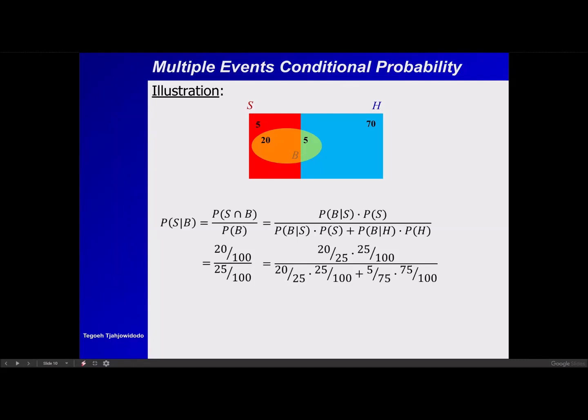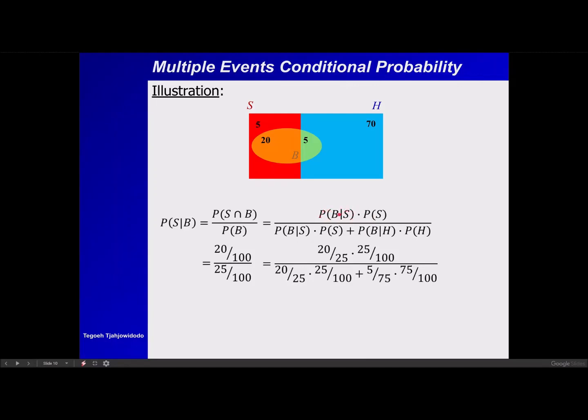But let's try to calculate this, the probability of S given B, by using the formula. The formula says the probability of S given B will be equal to probability of S and B occurring together divided by probability of B. Probability of S and B occurring together will be probability of B given S times probability of S, right? This is the simple first formula that we discussed before.